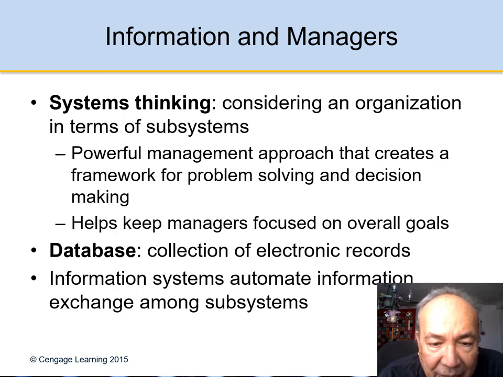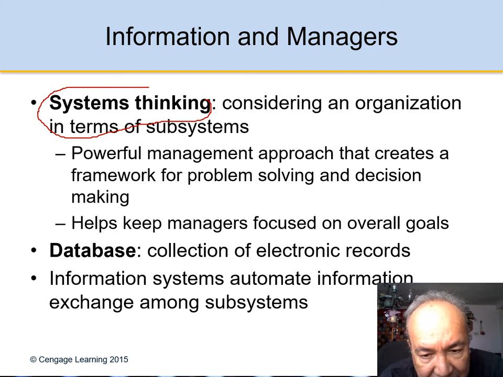Now, this is a very important word here, systems thinking. Considering an organization in terms of subsystems. Now, what are the systems in a business? You have marketing, you have production, you have human resource. The systems approach is a powerful management approach that creates a framework of problem solving and decision making. If you are in human resource, you solve problems about the employees. If you are in production, you solve problems about the making of the product. If you are in sales, you solve problems about selling the product.